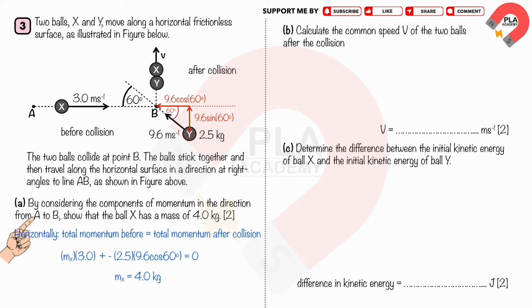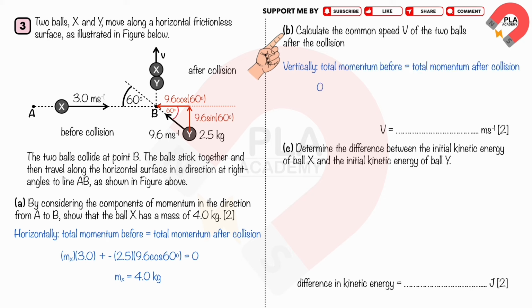This is shown. B. Calculate the common speed v of the 2 balls after the collision. Vertically, the total momentum is conserved. Vertical momentum of the ball X before the collision equals 0, because it moves only horizontally. Vertical momentum of the ball Y before the collision equals 2.5 times 9.6 sin 60 degrees. Vertical momentum of the 2 balls after the collision equals 6.5 times v. We get the speed v equals 3.2 meters per second for 2 significant figures.